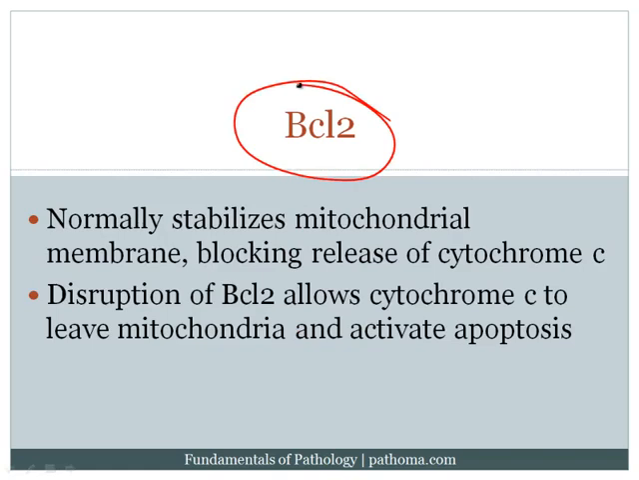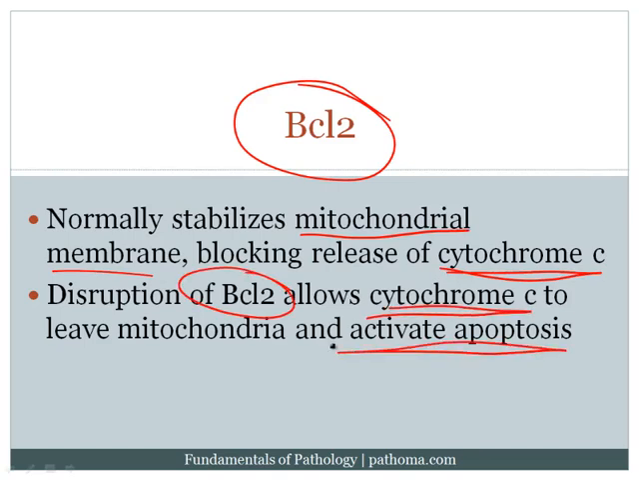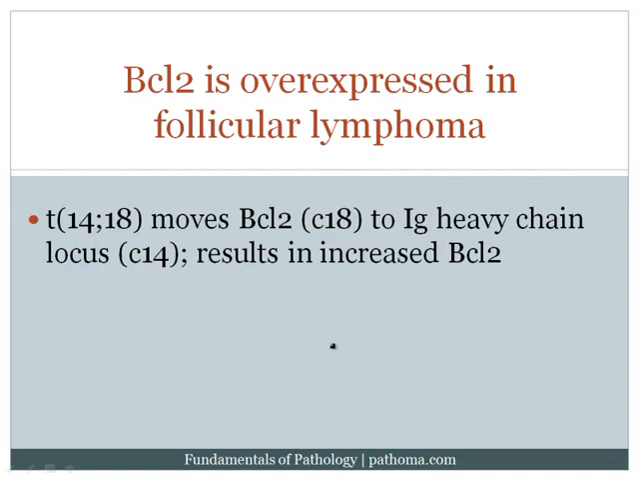Now, what does BCL2 do? I've told you this time and time again, but we'll repeat it one more time. BCL2 stabilizes the mitochondrial membrane so that cytochrome C cannot be released. If BCL2 gets disrupted, cytochrome C can leak out, which then activates caspases and subsequently results in apoptosis. So this is BCL2. Now, one of the high-yield principles to be familiar with regarding BCL2 is that BCL2 is overexpressed in follicular lymphoma.